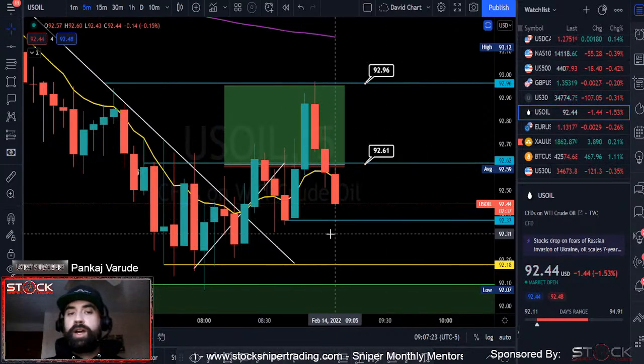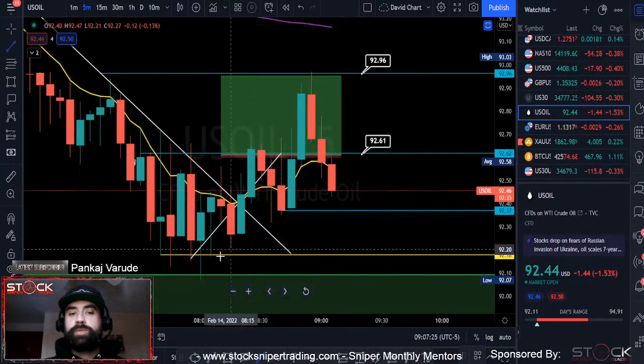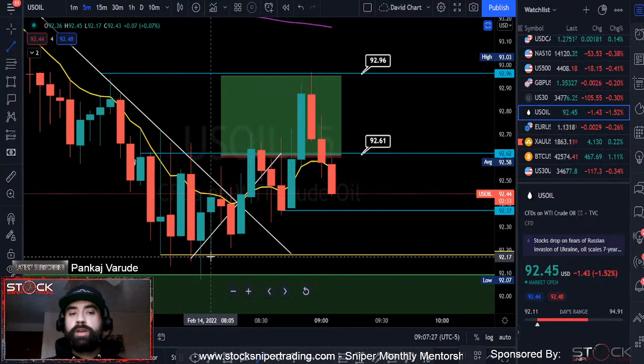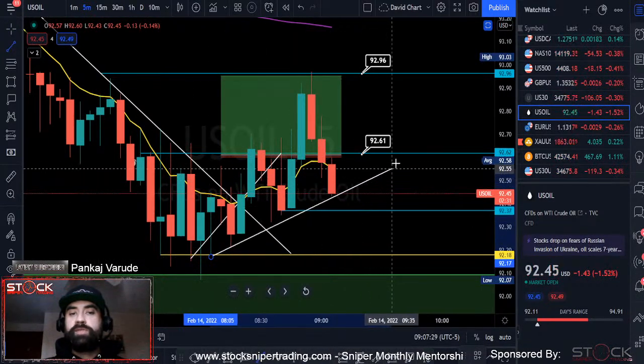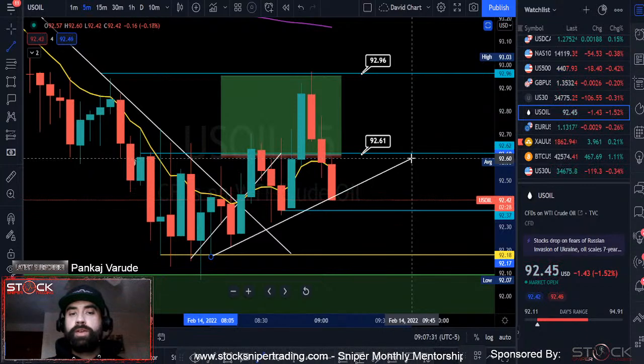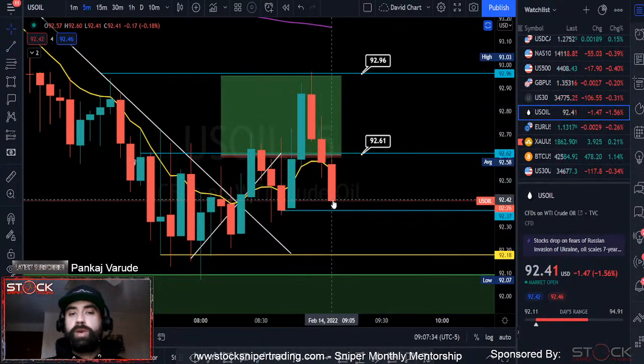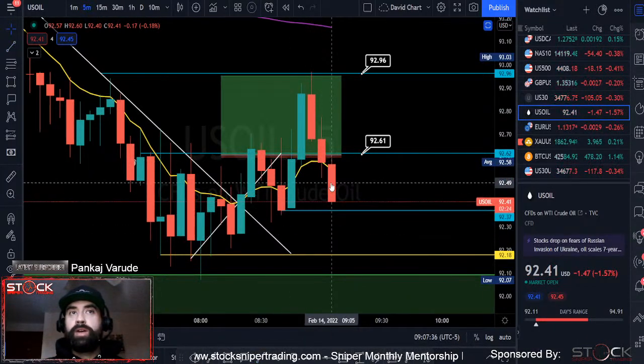So oil is done. I do see another potential little uptrend forming. So we have to see if price is going to hold or if it's going to start to fold. You see, it's starting to break through and it's starting to sell.